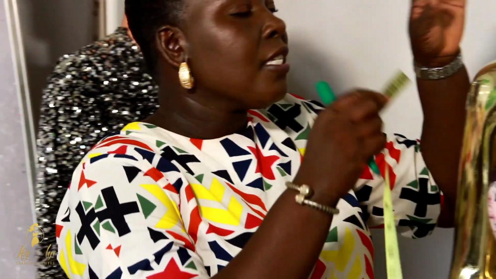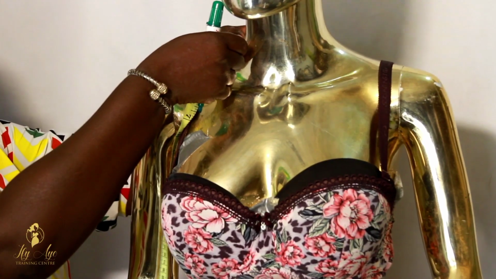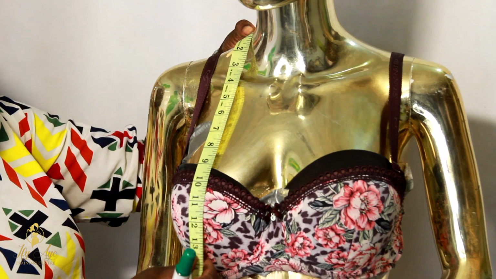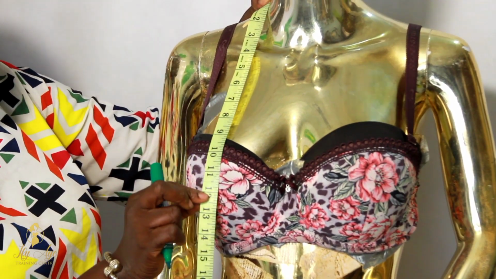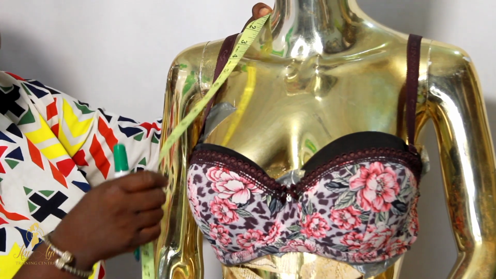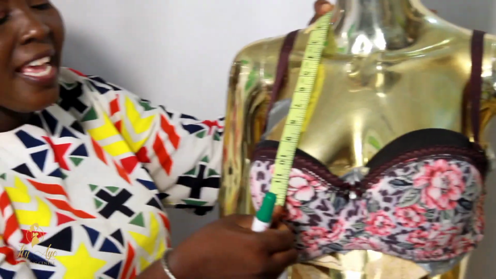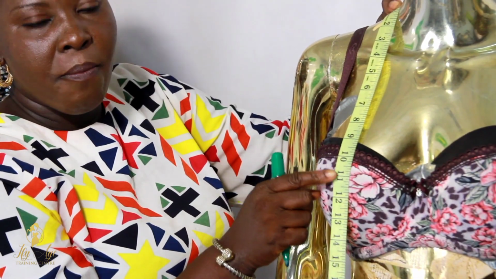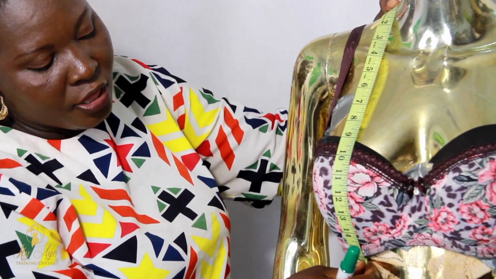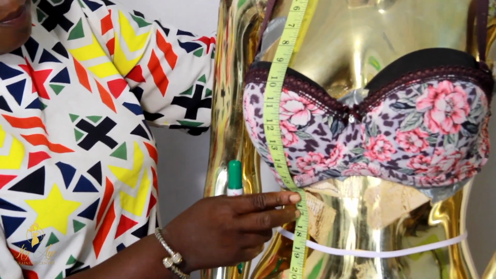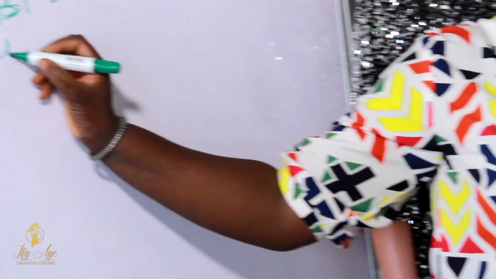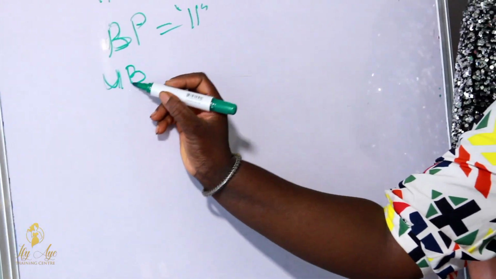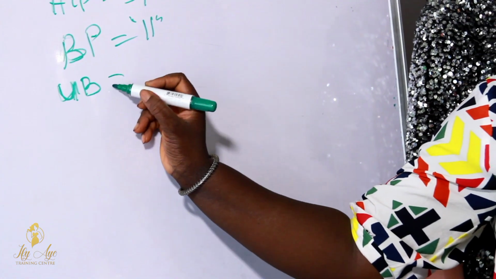The next one, still placing your tape measure on your neck point, going through the biggest part of your breast. Make sure your tape measure is not coming this way. It's on top of the biggest part of your breast. And take your under bust measurement. The under bust of this client is 16 inches. I'll write it as under bust, UB.